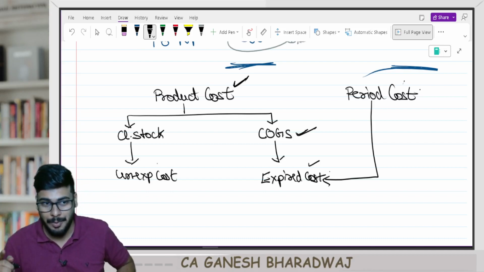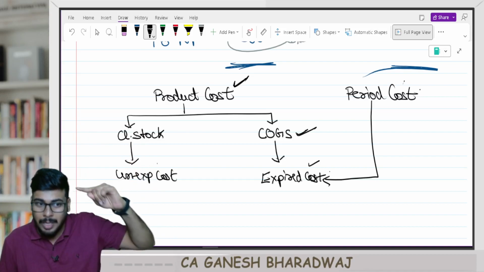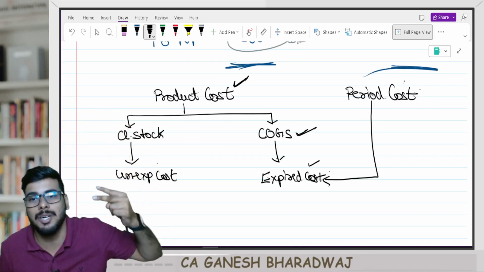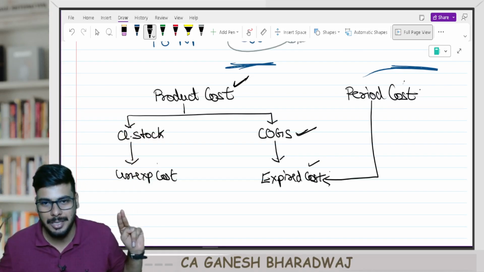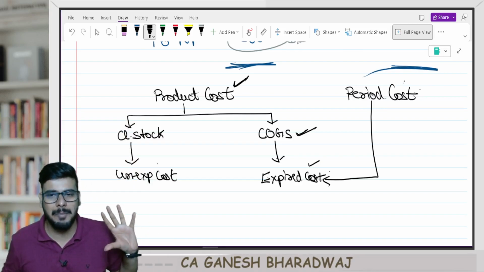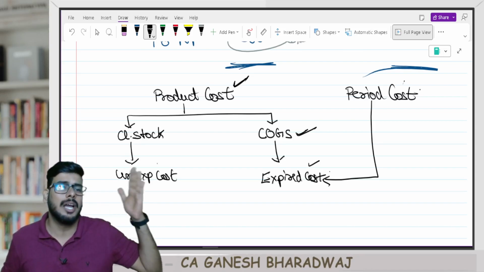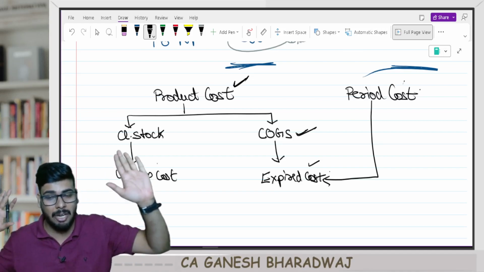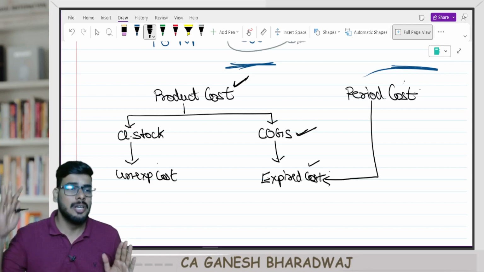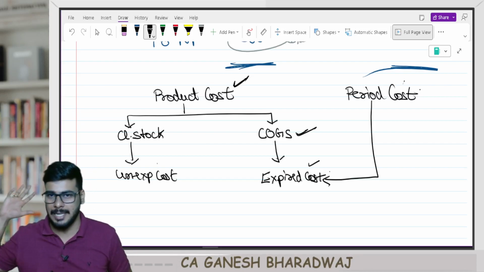So first classification, expired cost, unexpired cost. For us to know what is expired and unexpired, we had to see what is a product and period cost. That is what we studied here. Basically, what do you mean by a product cost? The cost that is considered for the purpose of stock valuation. And what is that? Your full manufacturing cost, entire cost incurred inside the factory. Whereas your non-manufacturing cost, called period cost, is nothing but your administrative and selling expenses.